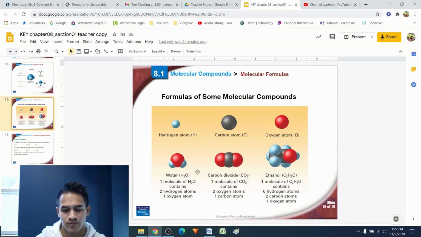We have water, we have carbon dioxide, and then we have ethanol, which is drinking alcohol. It's the alcohol that you find in any kind of alcoholic beverage that we drink, whether it be beer, wine, or any kind of hard liquor. Ethanol is the type of alcohol that is present. There are different types of alcohol too, by the way. There's methanol, there's isopropanol, but ethanol is the only one that we can drink and it won't kill us, or at least not up front.